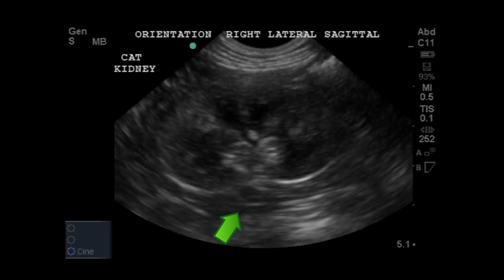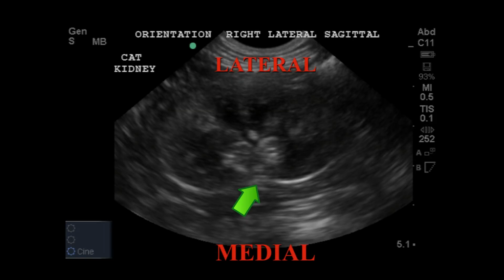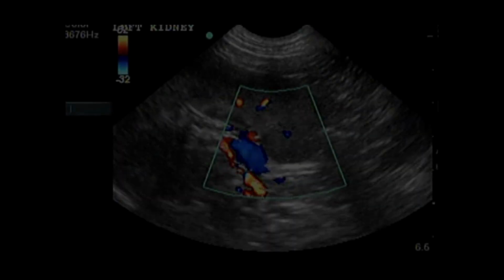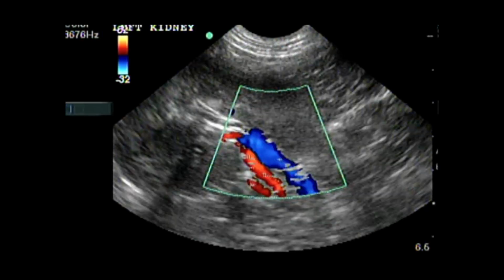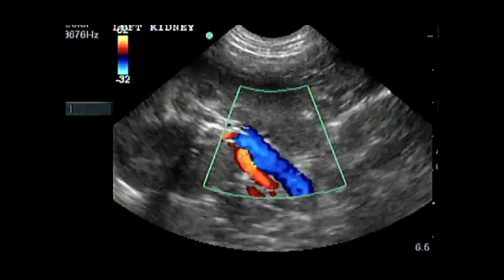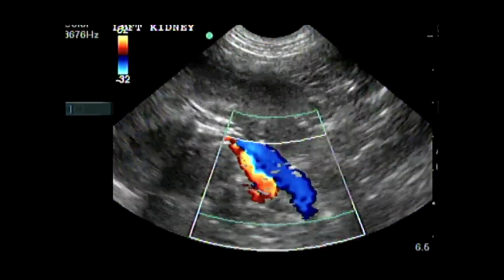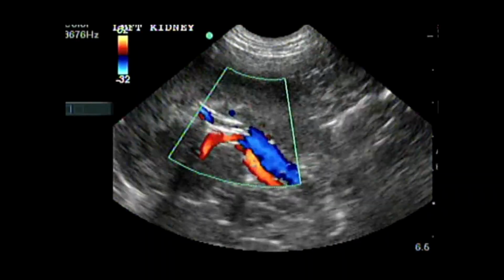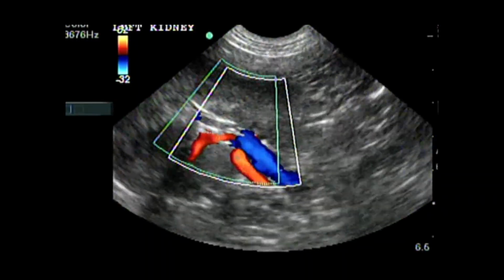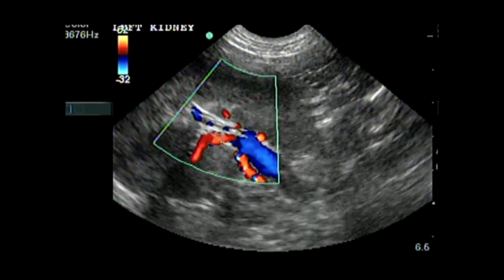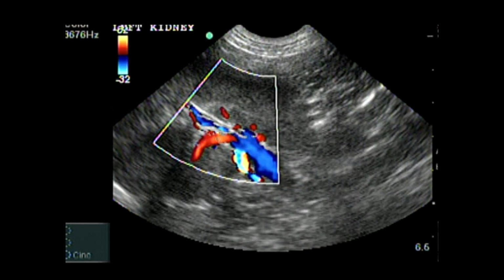The renal hilus is a depression or indentation in the center of the medial side of the kidney. Renal nerves and blood vessels enter and leave the kidney at the renal hilus. The ureter also leaves the kidney at the renal hilus. In dogs and cats, ureters are not usually large enough to be seen on ultrasound unless they are dilated or obstructed.